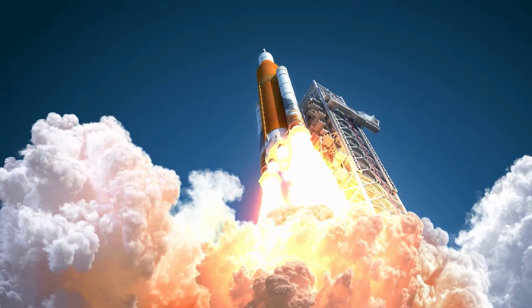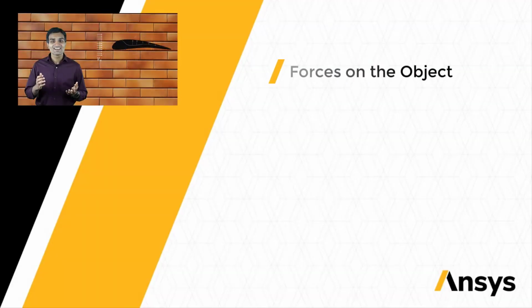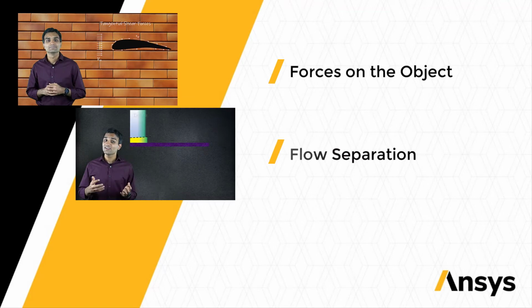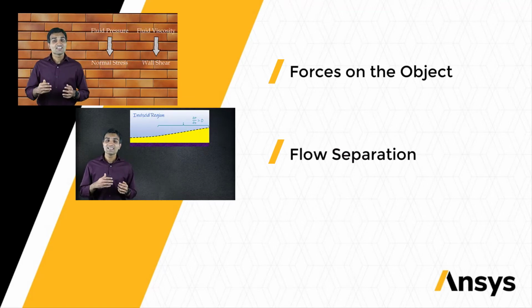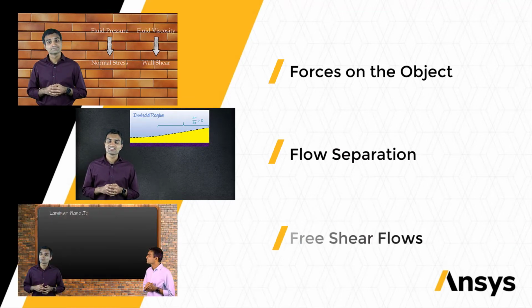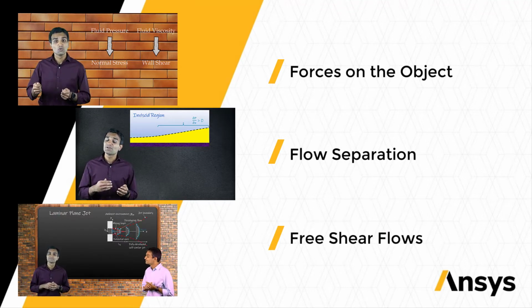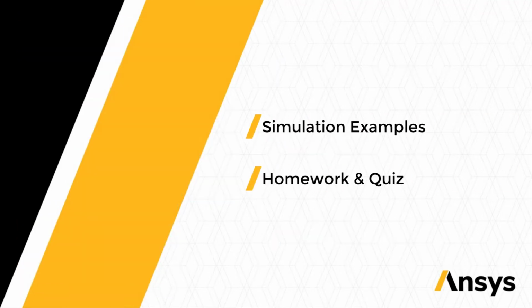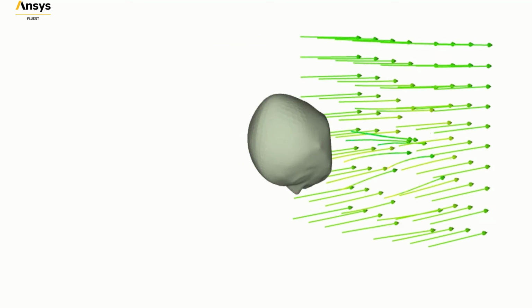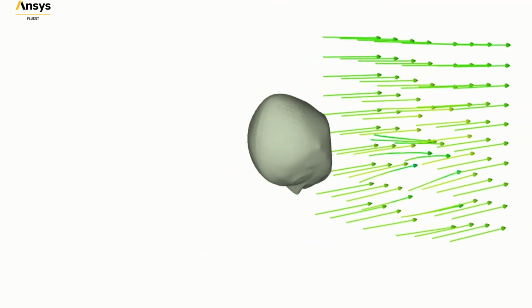In this course, we will first analyze the different forces exerted by the fluid on an object. We will then study the physics of flow separation, and finally, we will learn about free shear flows such as jets, wakes, and mixing layers. Through multiple hands-on simulation examples and homeworks such as airflow over an airplane wing profile and water flow over a swimmer's head, you will learn about the basics of turbulent external flows using Ansys Fluent.